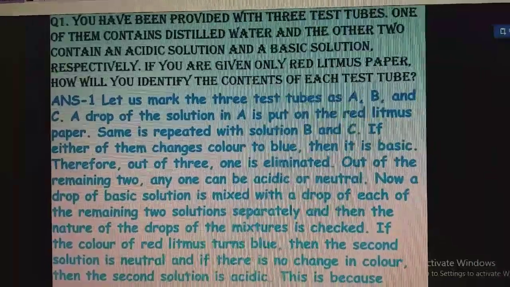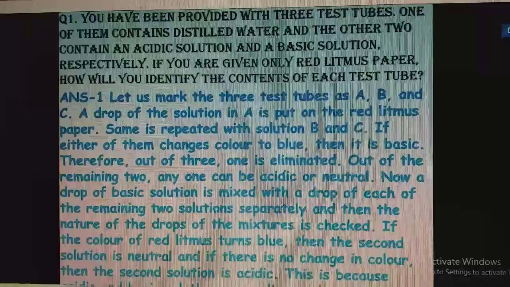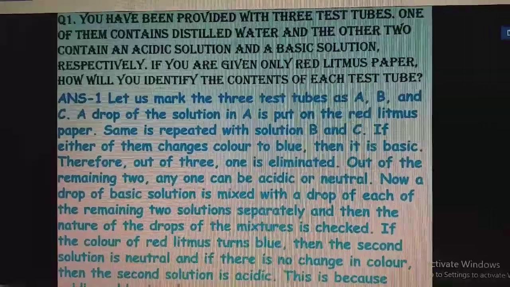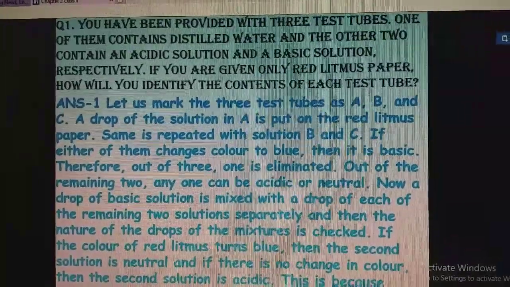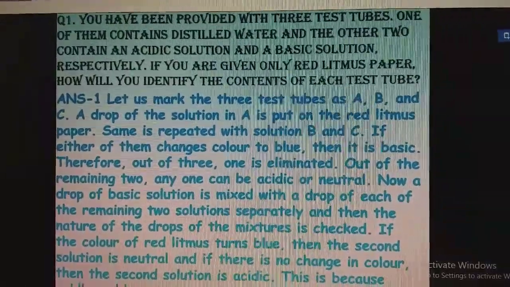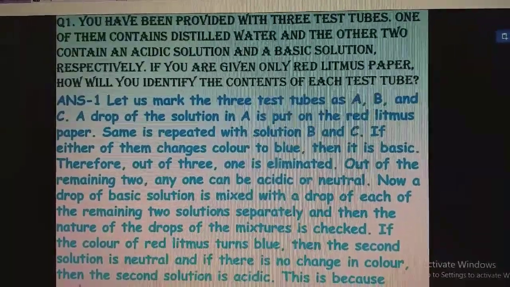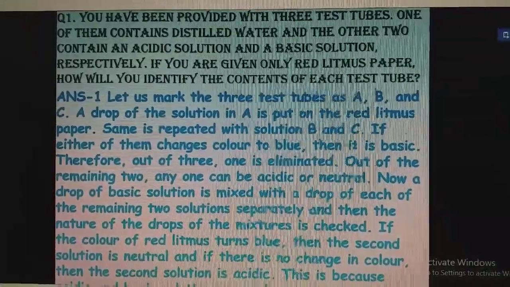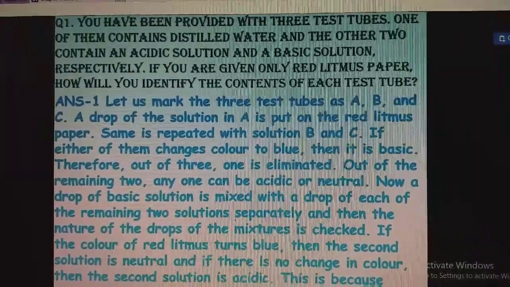Now, you take the three test tubes A, B, C, and you introduce your red litmus paper. Now the first test tube is distilled water. Distilled water means neither acidic nor basic. The second test tube is acidic. So whenever you introduce blue litmus, it turns red. But here only red litmus is used, so no change in color occurs in the second test tube. And distilled water is also neutral, so it is neither acidic nor basic. The third test tube is base, so red litmus will turn blue.